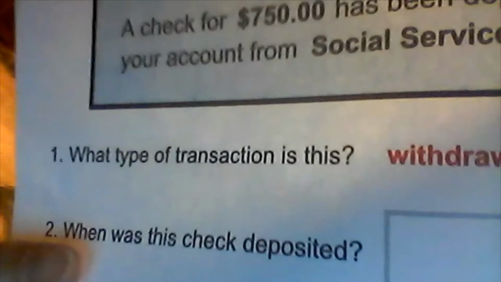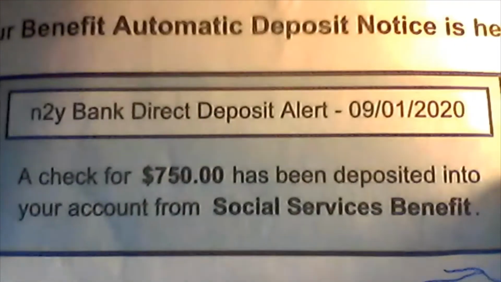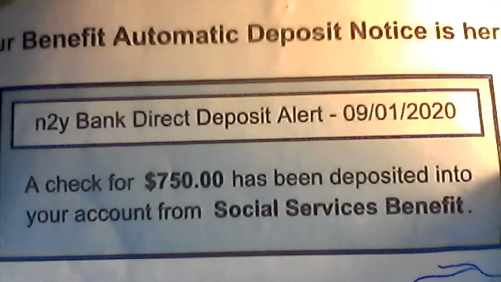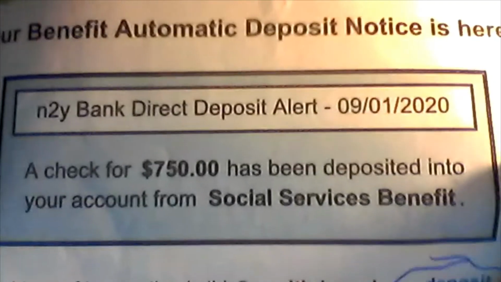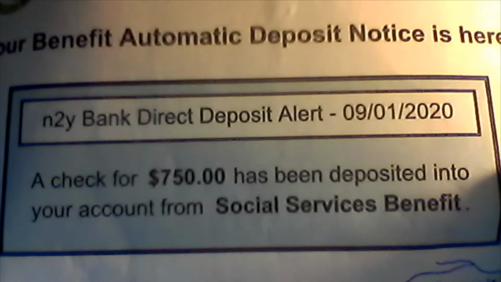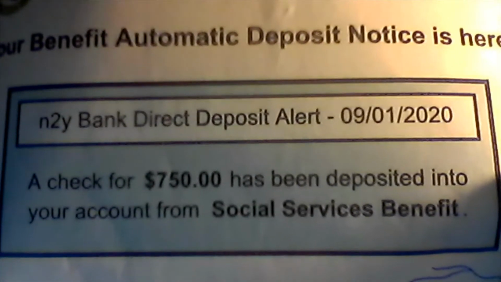Okay. Question number 2 here is, when was this check deposited? A lot of people choose to have direct deposit from work when they get paid from work, or when they get paid from the state or any other agency, it automatically goes into their bank through computers. Computers are wonderful. They help us so much.